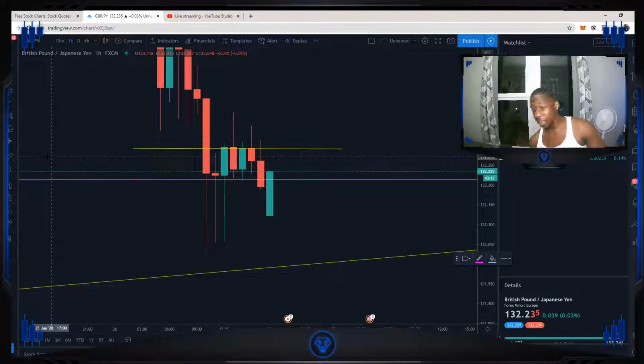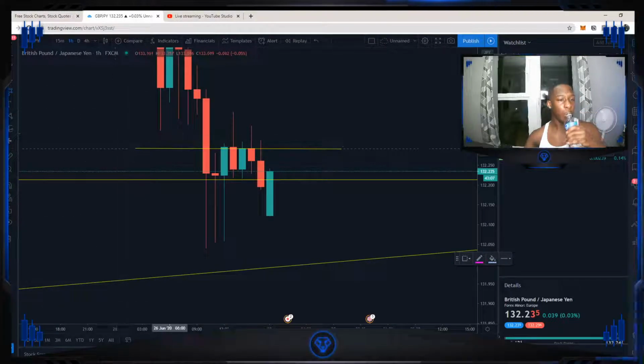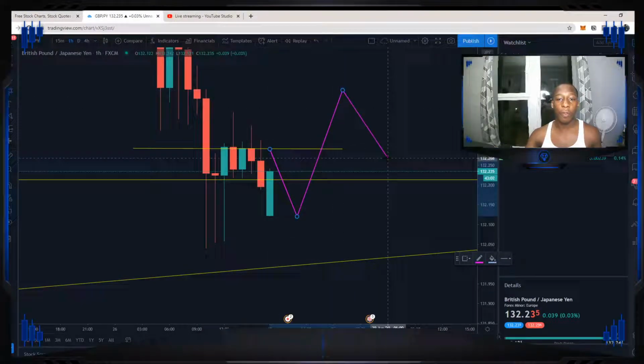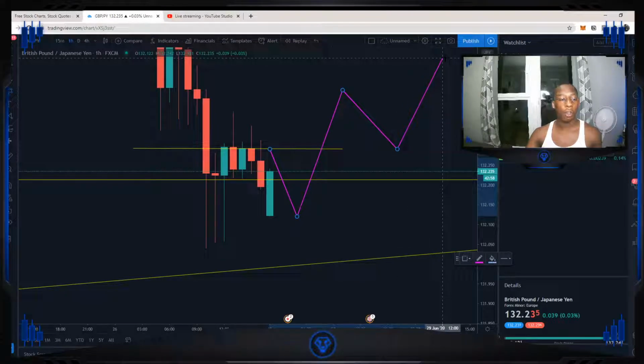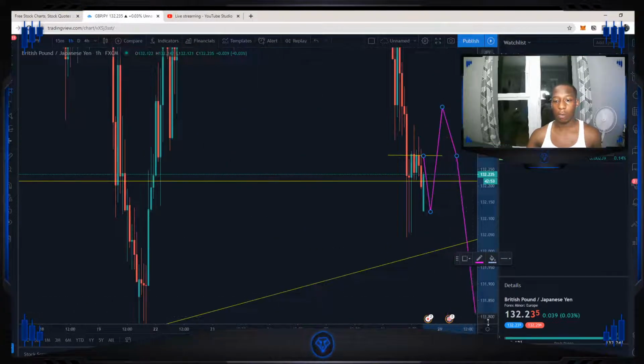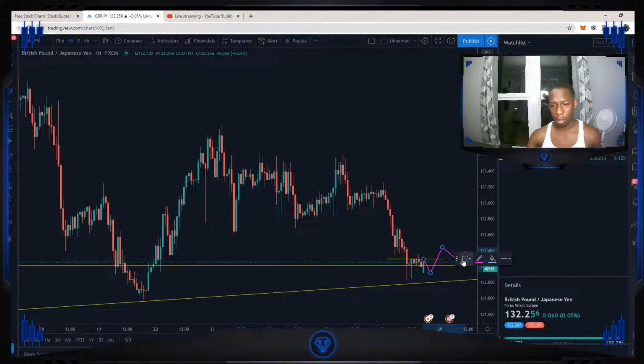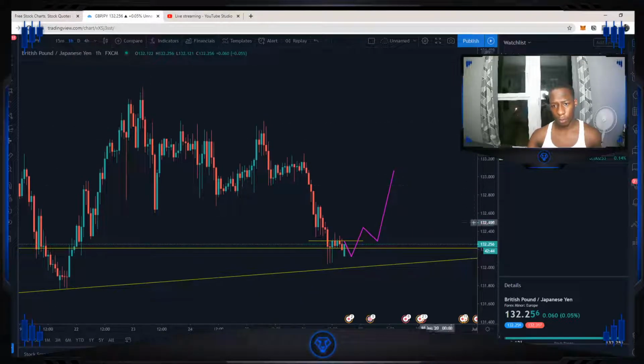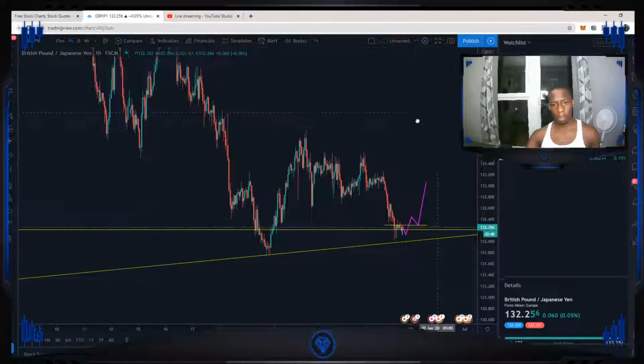If it breaks to the downside, wait for that retest towards this level, then take it for a buy. There you go. And that'll be first target. Damn, this one looks nice.